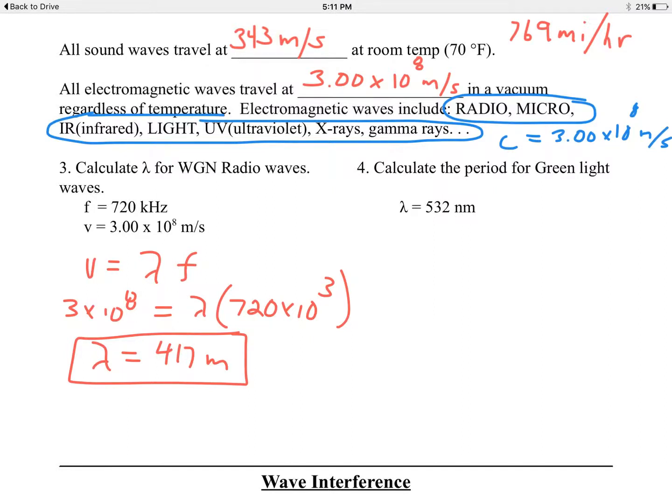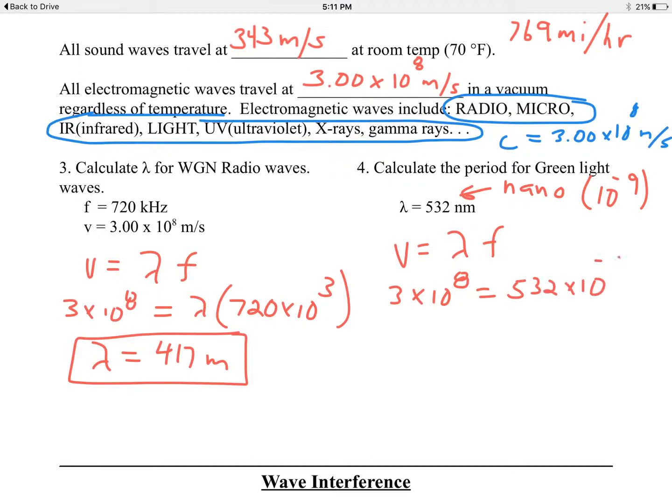Green light. You can have all different colors of light, but green light in particular, once again, we're going to do the calculation. V equals lambda f. Green light is an electromagnetic wave. It has a speed of 3 times 10 to the 8th meters per second, equals the wavelength. Now here the wavelength is 532 nanometers. N is nano, and nano is 10 to the negative 9th meters. We have to remember that here, or you could look that up or ask the teacher. So 532 times 10 to the negative 9th meters times the frequency here.